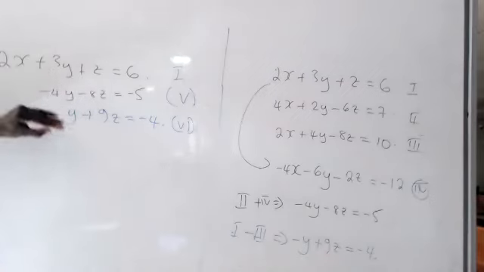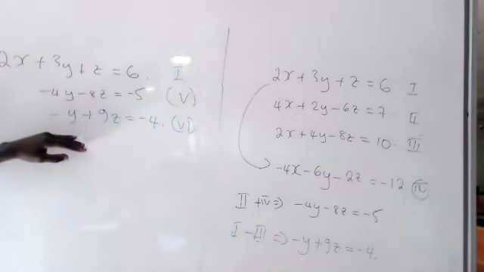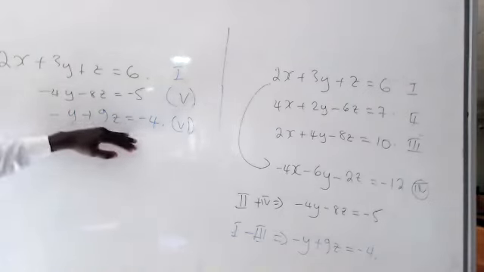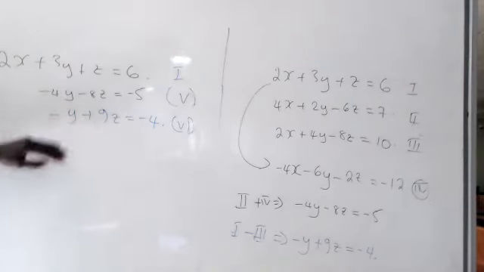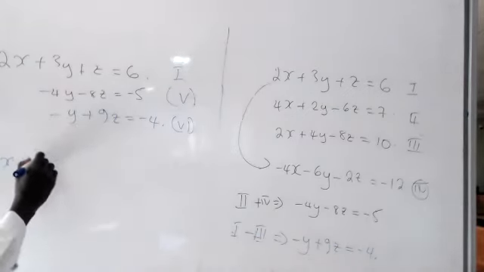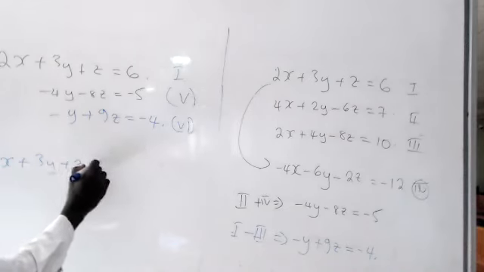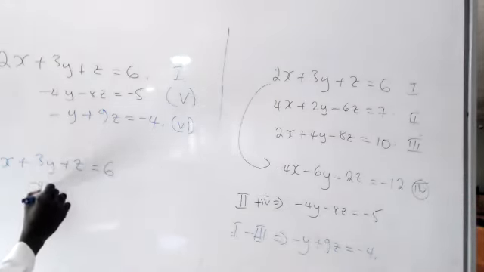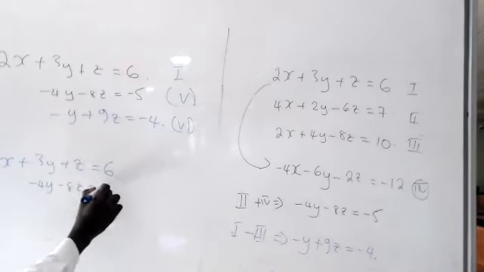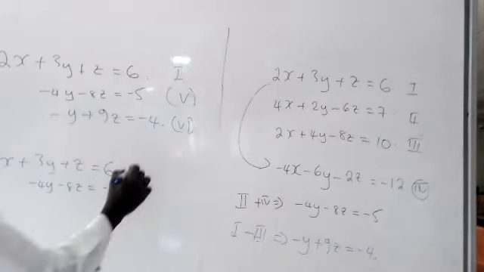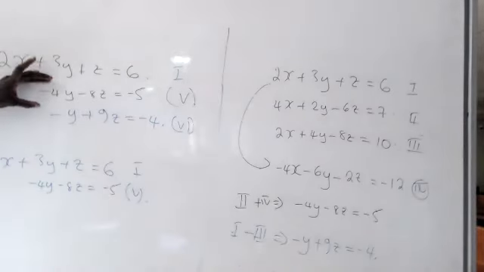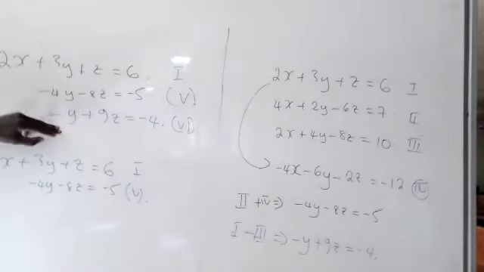Now our system is not yet in triangular form because we still have 2 unknowns in the last 2 equations. We need to make sure that there's only 1 unknown in the last equation. So again, now use the second equation to eliminate y from the last equation. So you're going to have the first maintained, 2x plus 3y plus z is 6. The second equation in this case, minus 4y minus 8z is minus 5. We maintain these 2 equations.